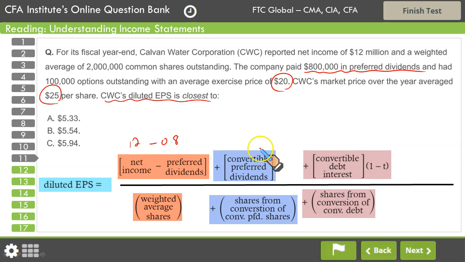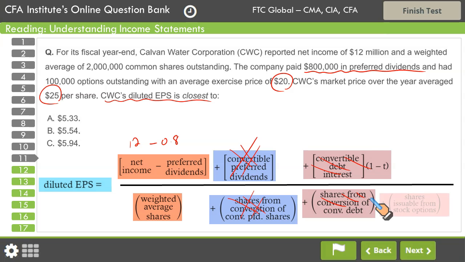But then we see convertible preferred dividends being added. We need to ignore this. Why? Because there is no indication given that the preferred stock is convertible. So this part of the numerator and denominator is rejected. And we still do not have any information regarding the convertibility of bonds, because for the debentures no information is given, so this needs to be ignored now.